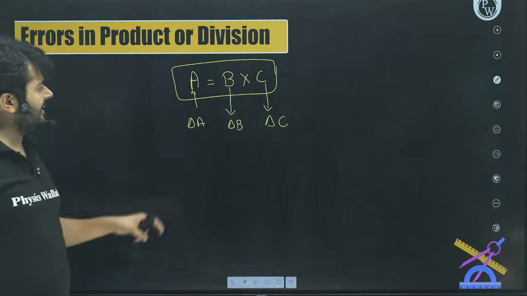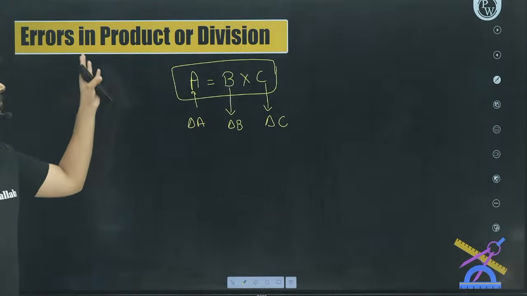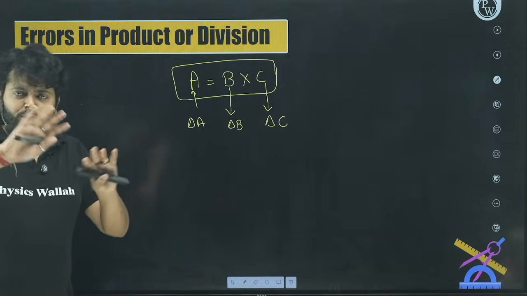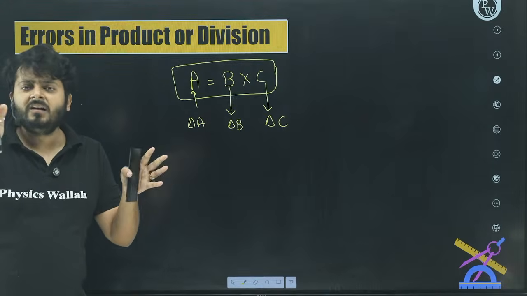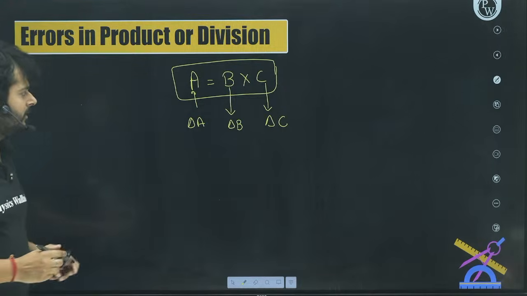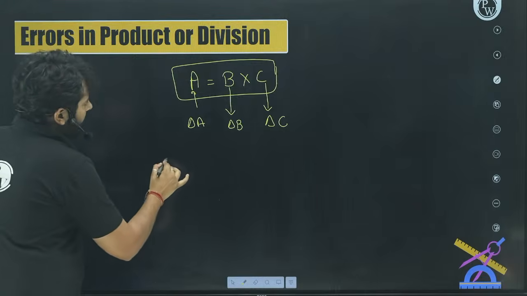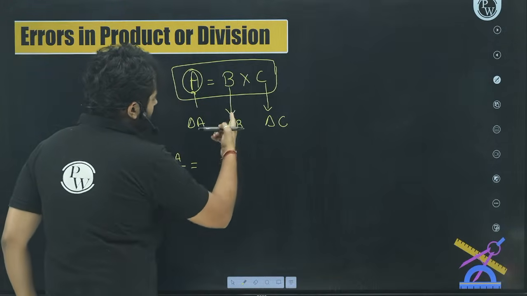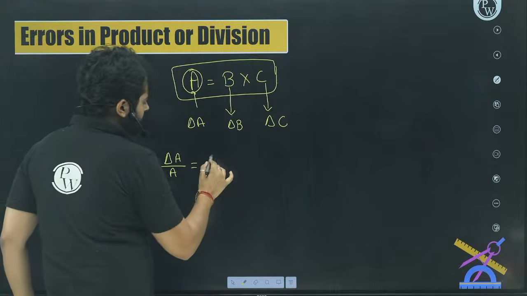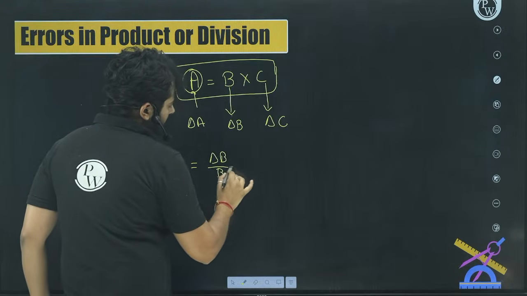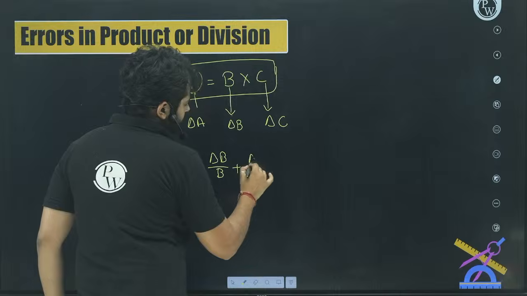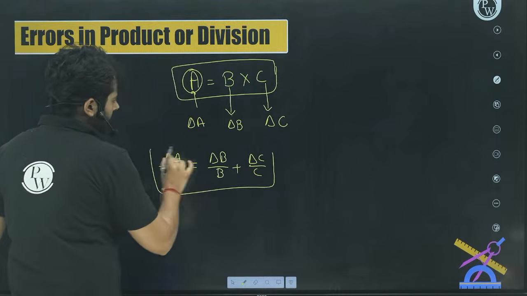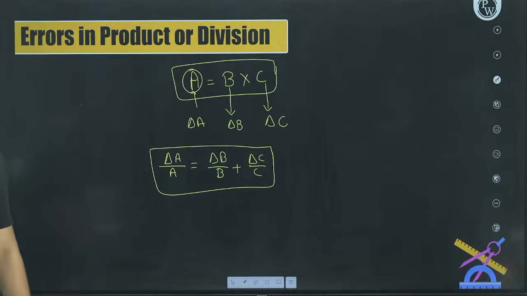So we can say that in the case of product or division, absolute errors are not related directly, relative errors are added directly. So the relative error in the result, delta A upon A, is the summation of the relative error in B plus the relative error in C. I hope the idea is very, very clear.